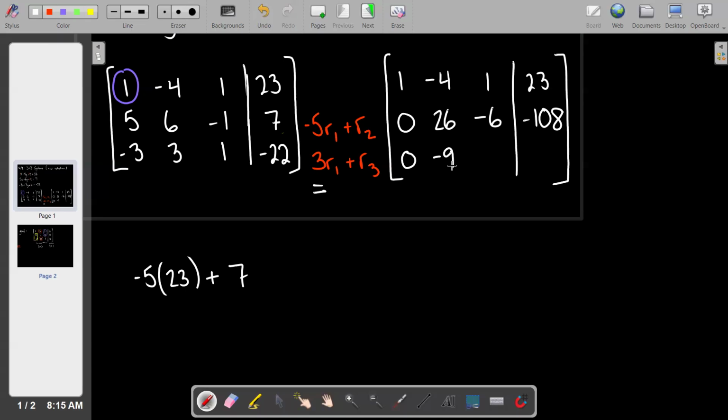Triple the top plus the bottom. Triple the 1, what do you get? 3, add the bottom 1, you get 4.